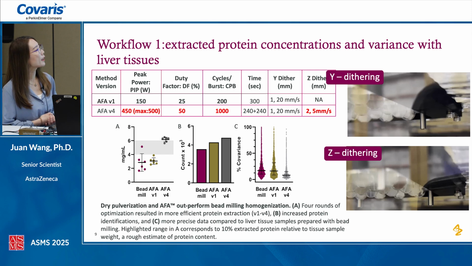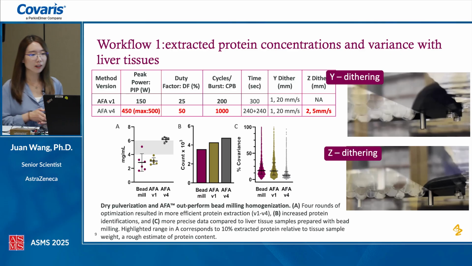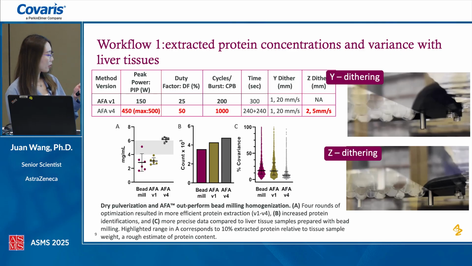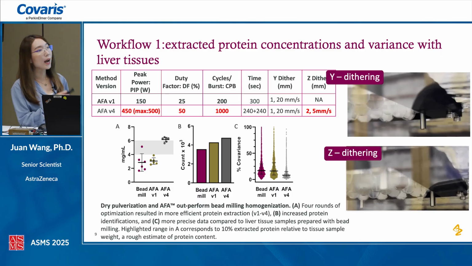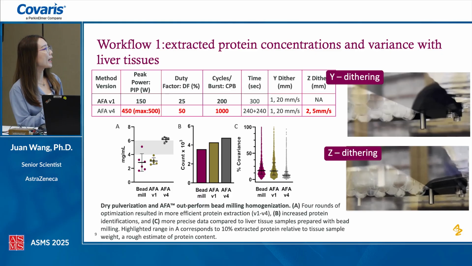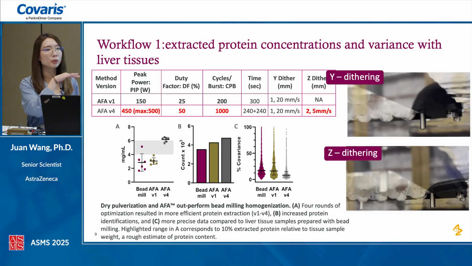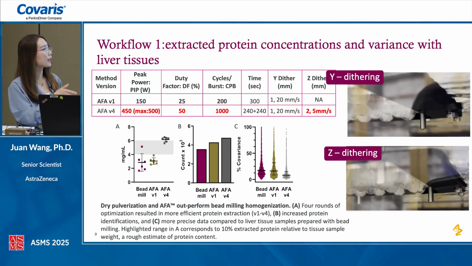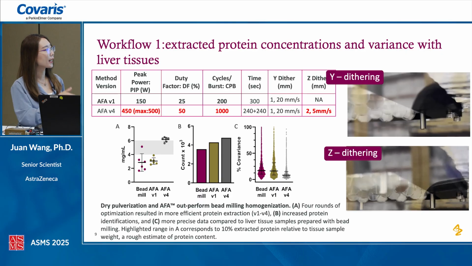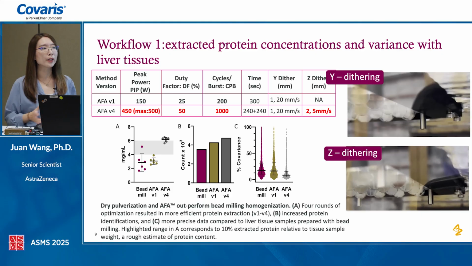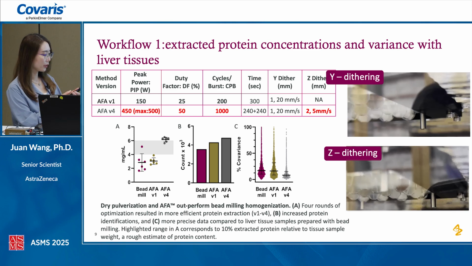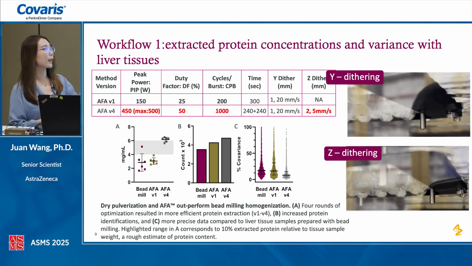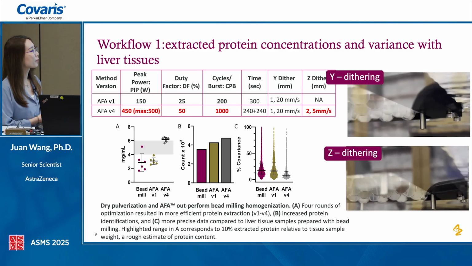And here we use 2 different dithering. I want to show, how can I show the videos here? Yeah, we wanted to show that we also include Y dithering and Z dithering. The Y dithering is a horizontal movement, and Z dithering is vertical. So we give the samples a thorough environment to make sure they are fully homogenized. That gave us really good data quality.